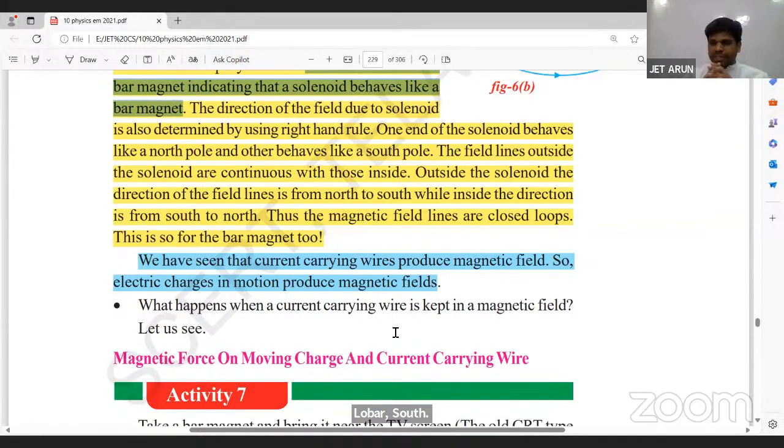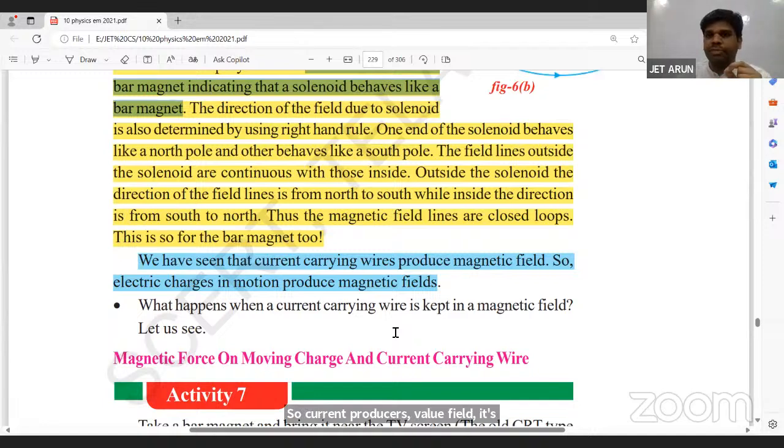Now, what is moving in a current? Charges are moving in a current, right? So charges in motion produce magnetic field. This is again a previous year question. Charges in motion produce magnetic fields. So current produces magnetic field.